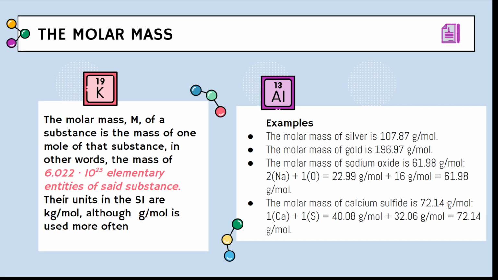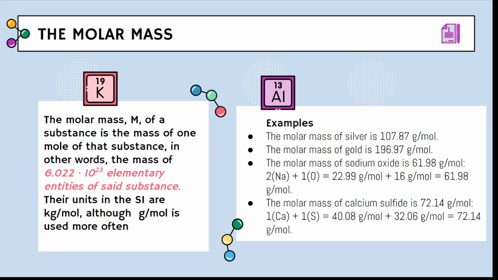The molar mass of a substance is the mass of 1 mole of that substance. In other words, the mass of el número de Avogadro de esos átomos, ¿vale? Lo voy a repetir en español. La masa molar M mayúscula de una sustancia es la masa que tiene un mol de esa sustancia, ¿no?